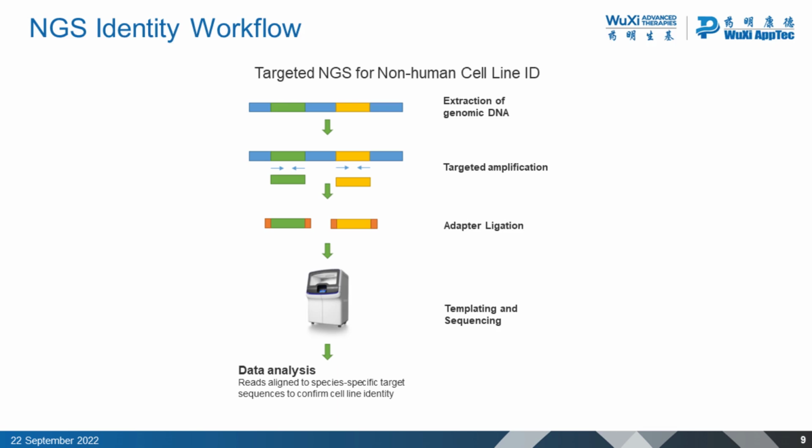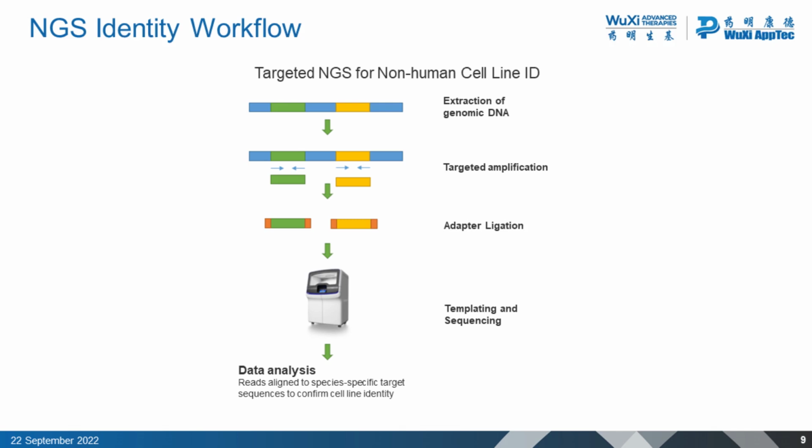The workflow for the identity assay is in many ways similar to the whole genome sequencing. It starts with extraction of genomic DNA. For cell line ID, we only sequence genomic DNA. It's followed by targeted amplification, so multiple sets of forward and reverse primers amplify the 10 to 15 different regions of the genome.